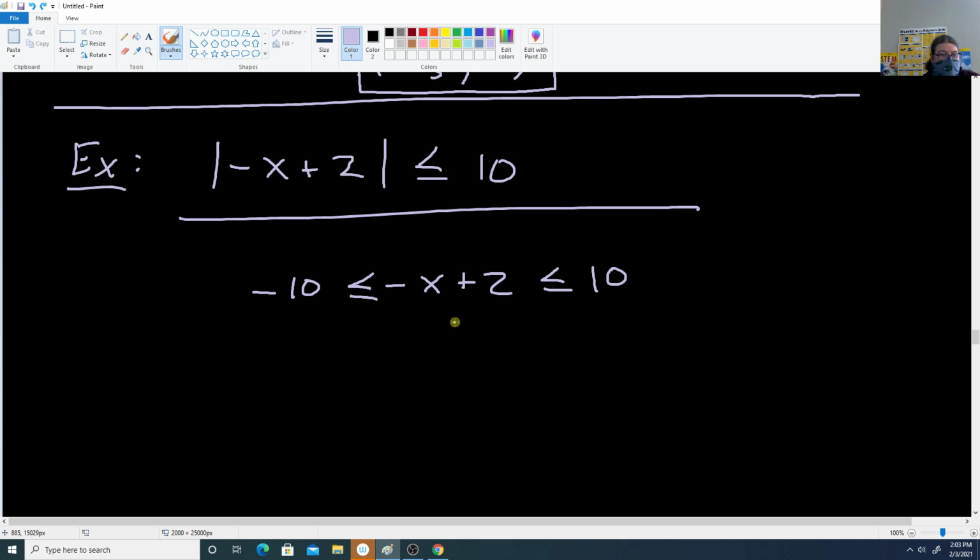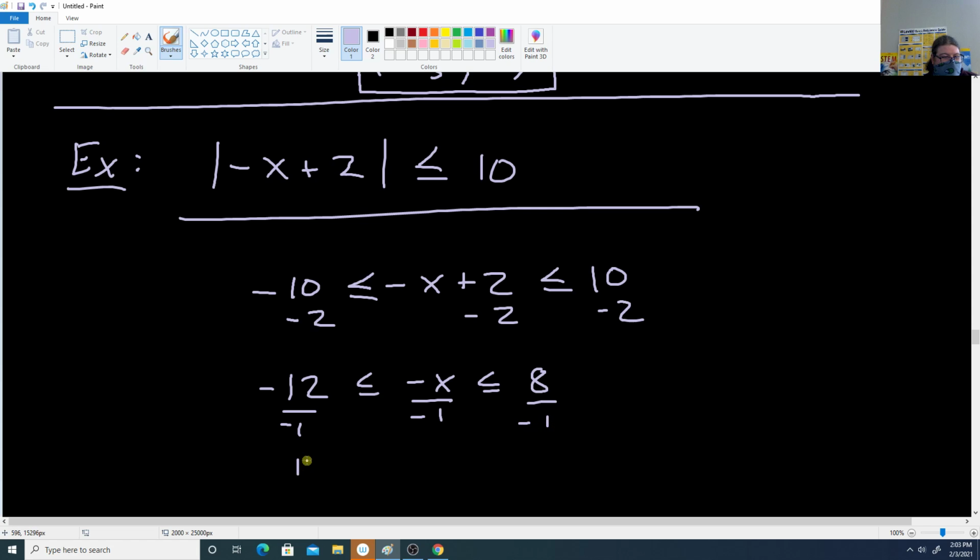So we get this. Our goal is to get x by itself in the center, so I subtract 2 from all the places. I get negative 12 is less than or equal to negative x is less than or equal to 8. To divide everyone by negative 1, when I divide by a negative, the inequalities change direction. So I get 12 is greater than or equal to x is greater than or equal to negative 8.